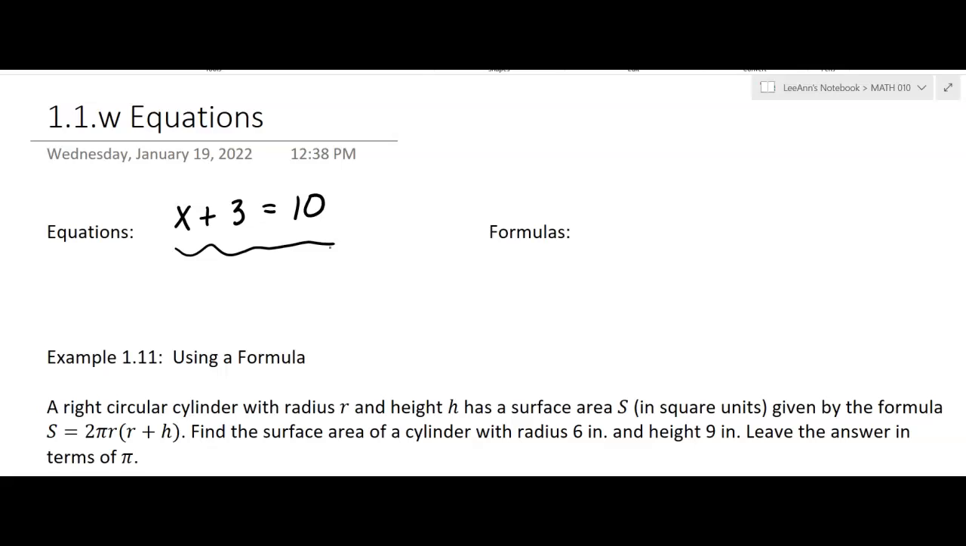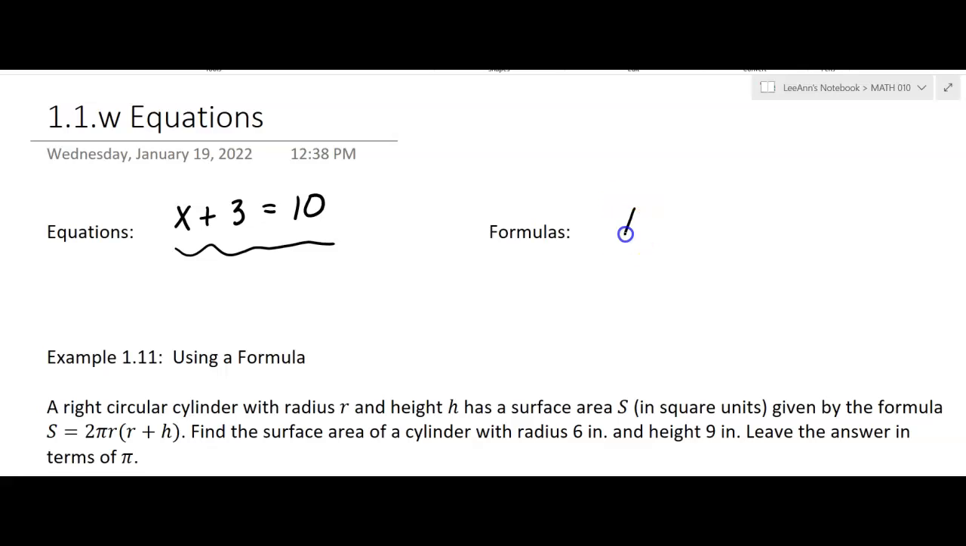Formulas don't always have equal signs. I mean, sometimes we have things that are called formulas that are not equations. But for the most part, and for our purposes right now, they're going to be equations, but there could be a lot of variables, okay? So let's think of a formula you might know.